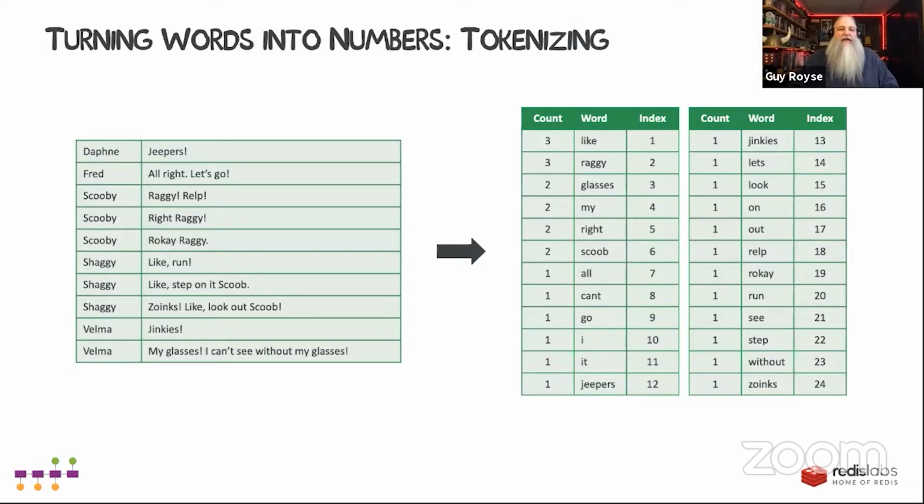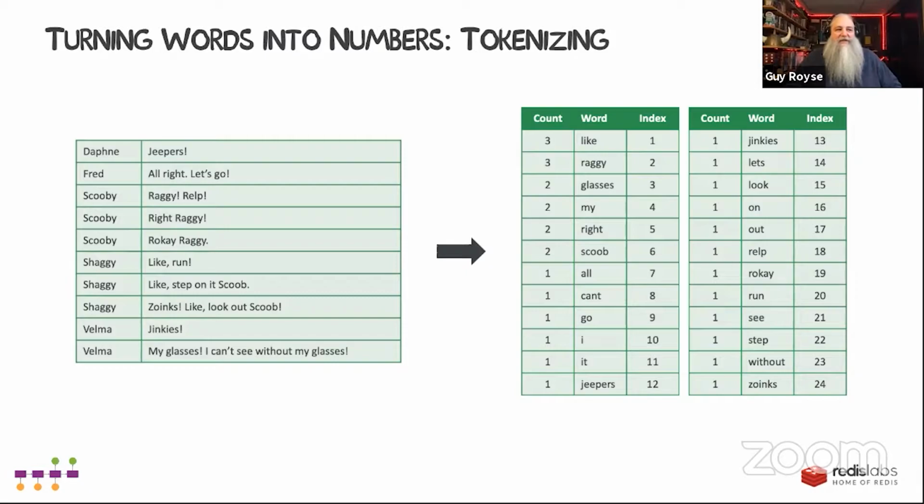What we do is we take a corpus of text. Here, in this scenario, we've got our data sets of lines from Scooby-Doo. There happen to be 24 words in here exactly. And we just count them. We count the words. Then we create a little lookup table that says this word is this number, and this word is this number. The more frequent words go to the top of the list, and the less frequent words go to the bottom. So the word like is in here 3 times, man.